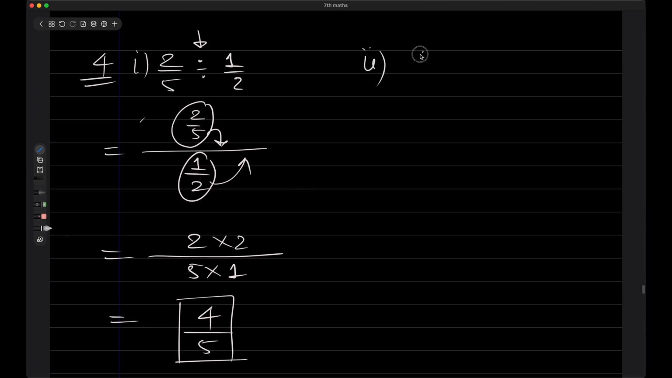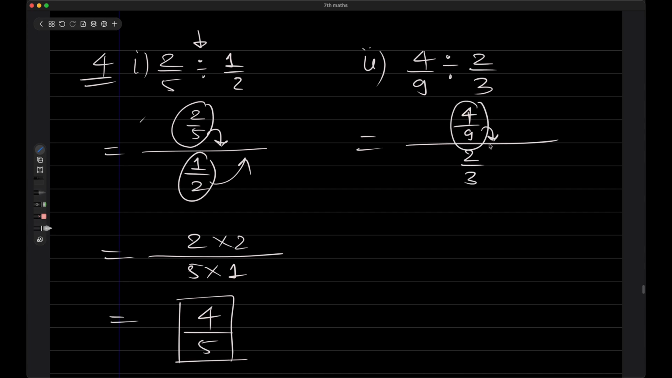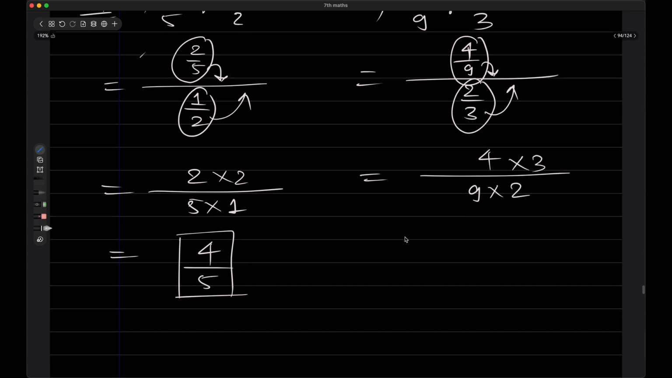Second, 4 by 9 divided by 2 by 3. Write left side above the division sign, right side below the division sign. Now for all the fractions, send the denominator to the opposite side. That is equals to 4 as it is, 9 to the opposite side, and 2 as it is, send 3 to the opposite side. That is equals to 2 2s are 4, 3 3s are 9, 2 by 3 is the answer.